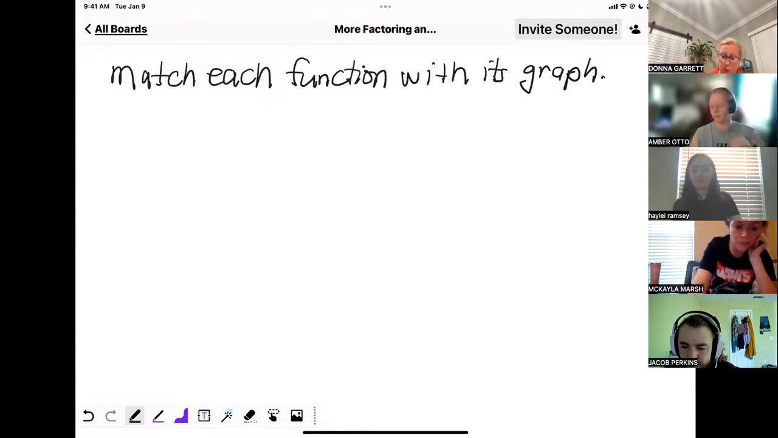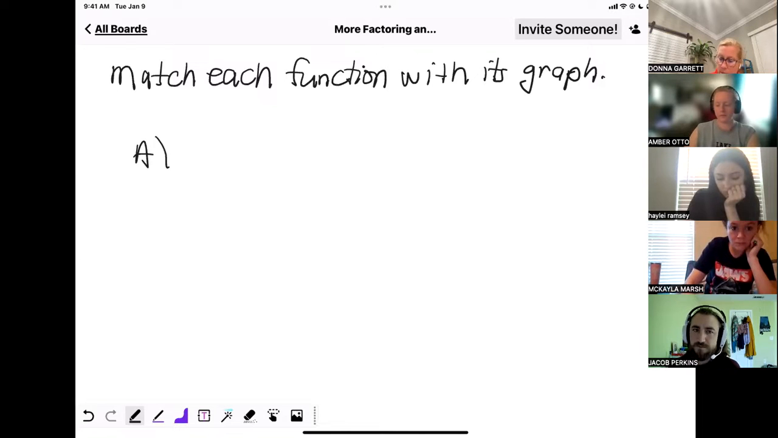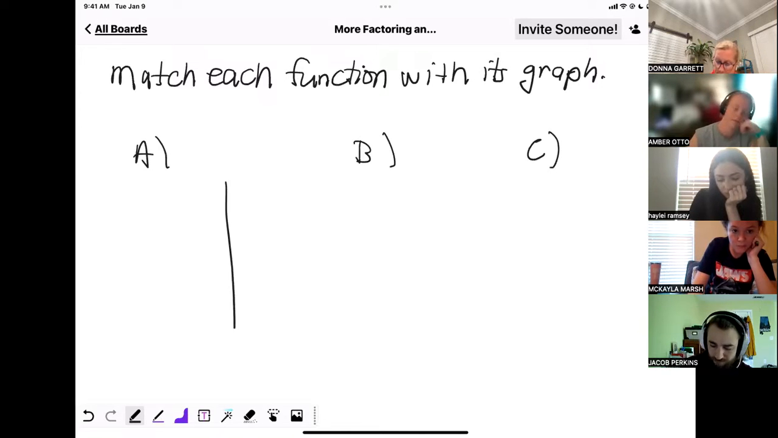Okay, so let me draw these first. So this would be A, B, C. It's three equations.